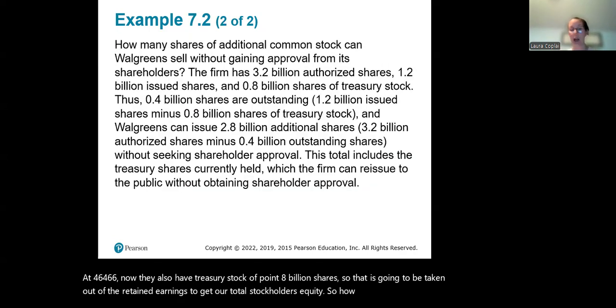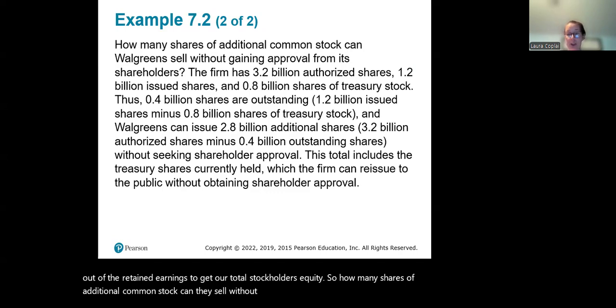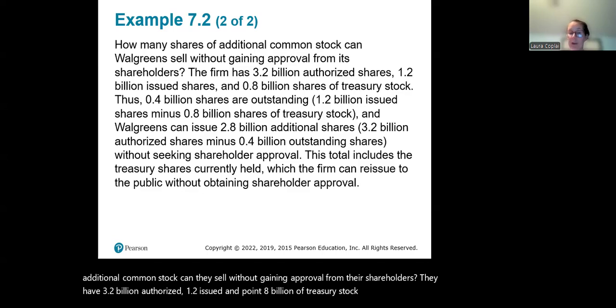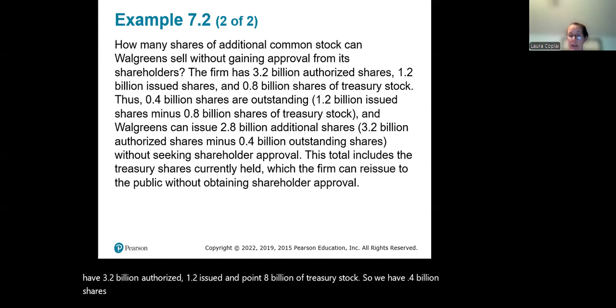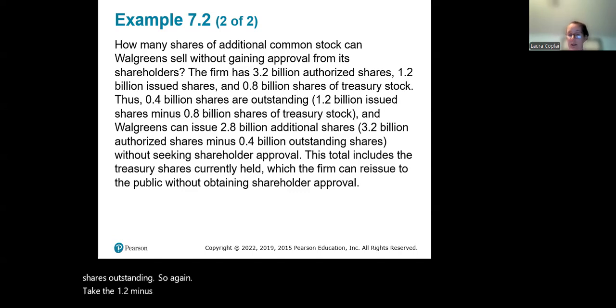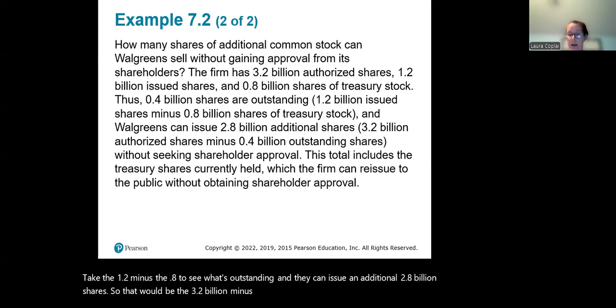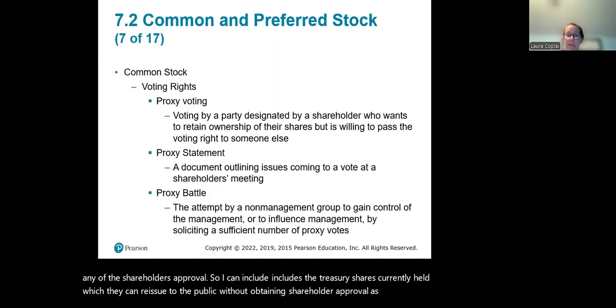So how many shares of additional common stock can they sell without gaining approval from their shareholders? They have 3.2 billion authorized, 1.2 issued, and 0.8 billion of treasury stock. So we have 0.4 billion shares outstanding. Again, you're going to take the 1.2 minus the 0.8 to see what's outstanding. And they can issue an additional 2.8 billion shares. So that would be the 3.2 billion minus the 0.4 billion outstanding, without seeking any of the shareholders' approval. It includes the treasury shares currently held, which they can reissue to the public without obtaining shareholder approval as well.